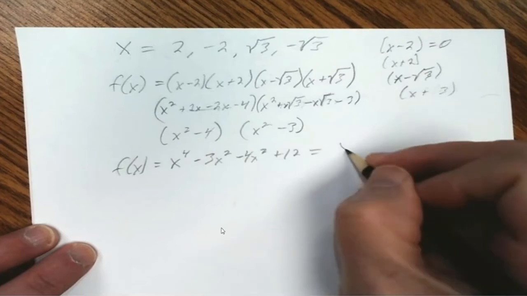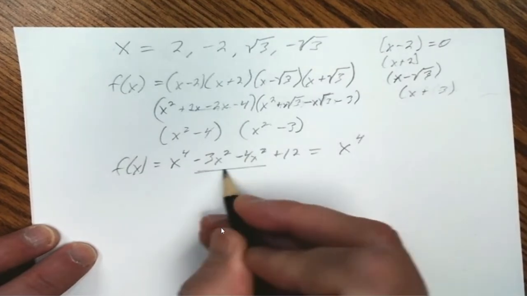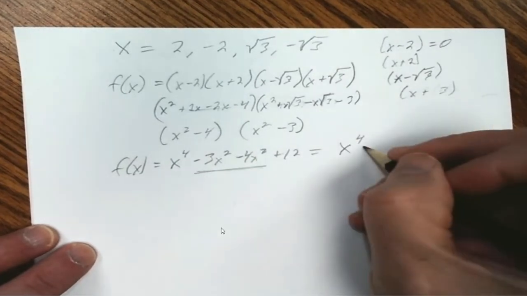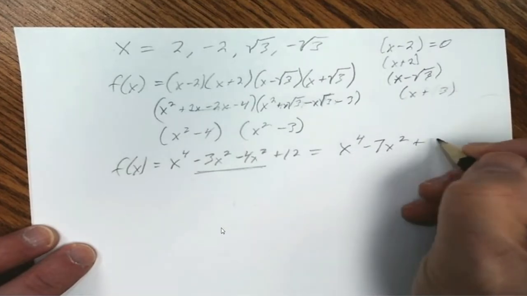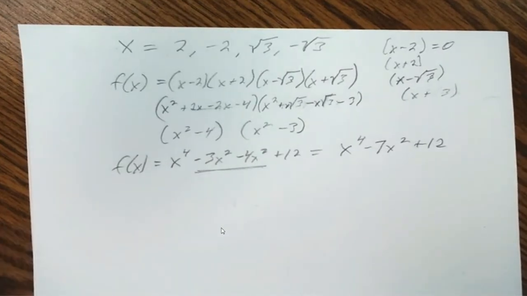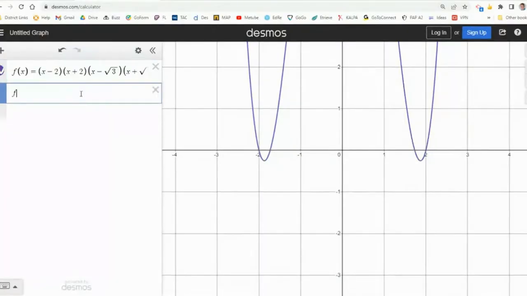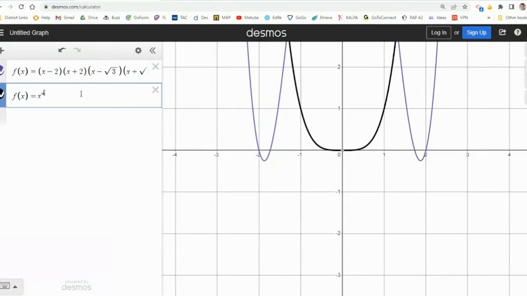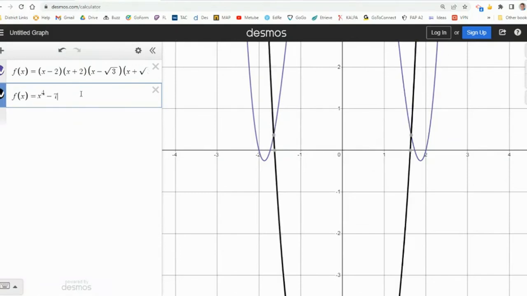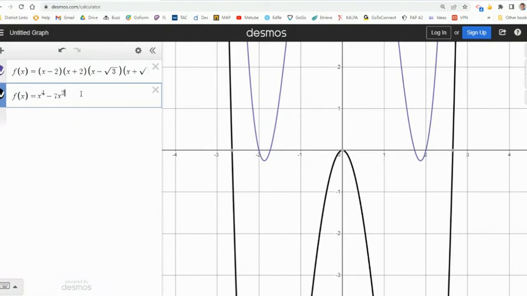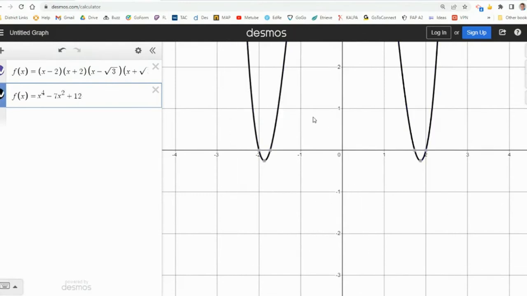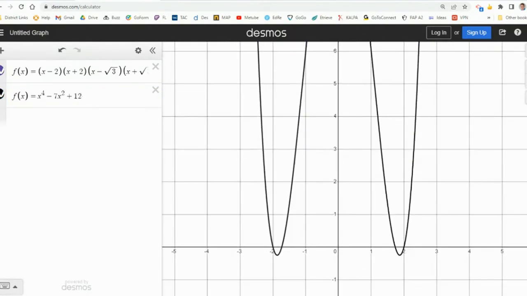So that equals x to the 4th. These are like terms, they're both x squareds. So we have minus 7x squared plus 12. That's the same thing. We can prove that we did that correctly. If we type in that new equation, it should be the exact same graph. I love using graphing to test my work. Oh, there it is. Take away the black graph, there's the purple graph. It's the same graph. Take away the purple graph, put the black graph back.